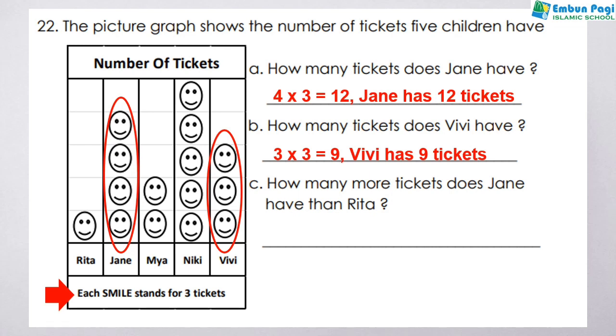Point C. How many more tickets does Jane have than Rita? As you can see, Jane has 4 smiles and Rita only has 1 smile, and each smile stands for 3 tickets. So Jane has 3 more smiles than Rita. It means that 3 multiplied by 3 equals 9. So Jane has 9 more tickets than Rita.